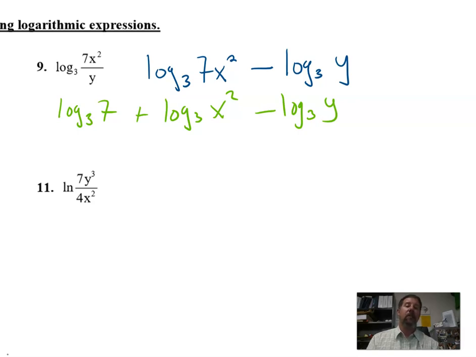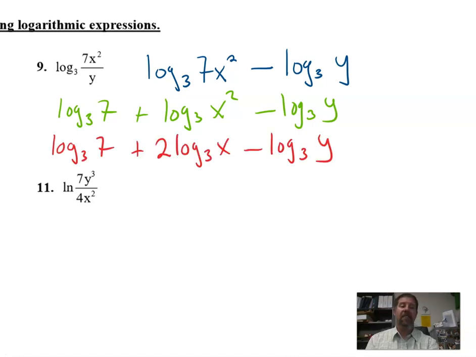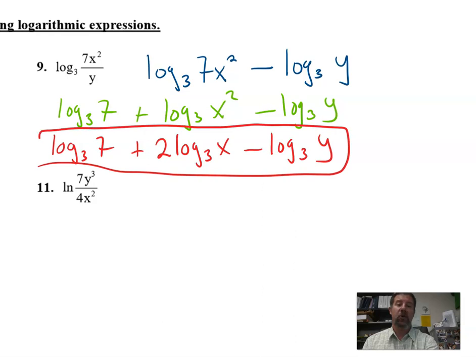And then again, using our power property at the very last, I can move that square to the front. And this would be our expanded form, written out as far as we can. And again, this is just the whole point of today. I mean, again, it might seem silly, but it's just to practice these properties, expanding, condensing stuff, because we're going to use these properties when we start to solve exponential and logarithmic equations.